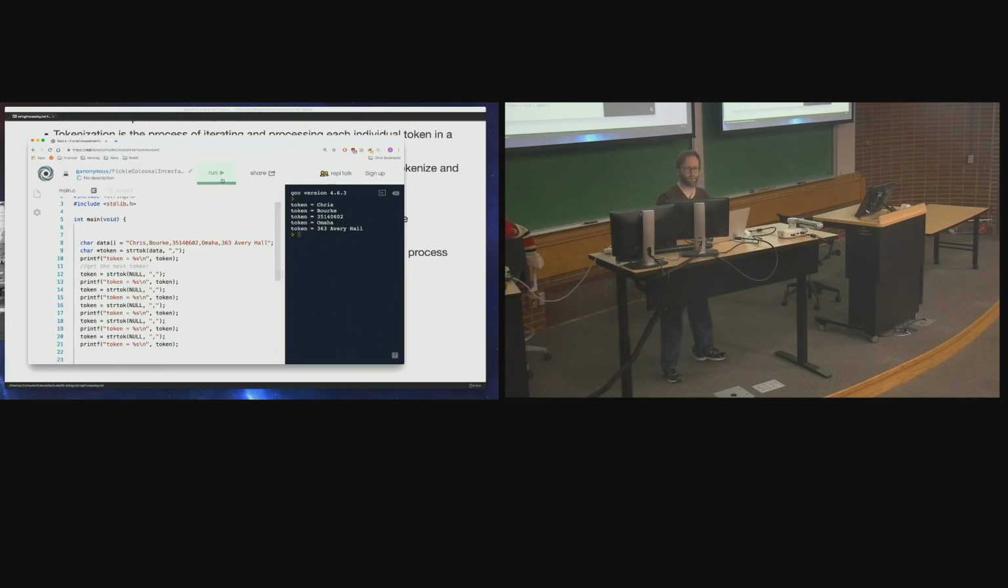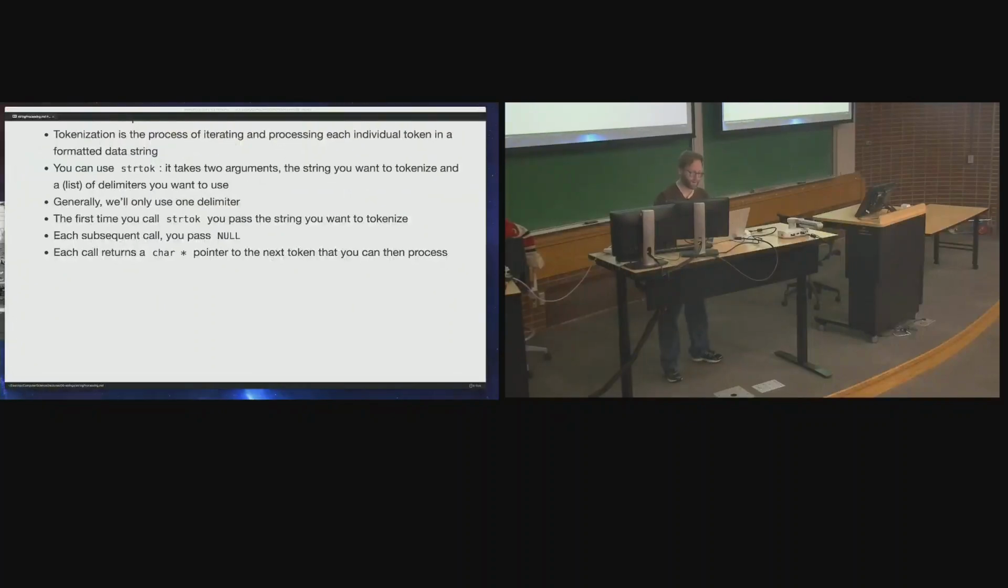What do you think is going to happen here? Null. Why did it print null? What was the last token? My office number, 363 Avery Hall. So if it's done, if it has no more tokens to give, what does it return? Null. Right? That's how you know it's done. So some observations here. When there are no more tokens, strtok returns null.